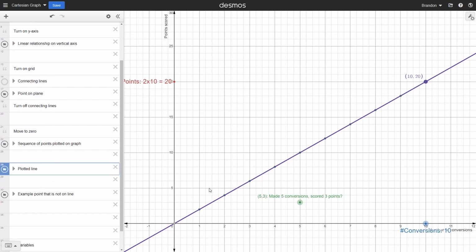Okay, so if I had something like this where I'd made 5 conversions and scored 3 points, that doesn't make any sense, and that's why it's not on the line. If I had made 2 conversions and scored 15 points, that also doesn't make sense. That's why it's not on the line. The only points that are going to be true are the points that are on the line. So when we draw a line on the Cartesian plane, it's the only points that are true for that particular scenario that we've described.